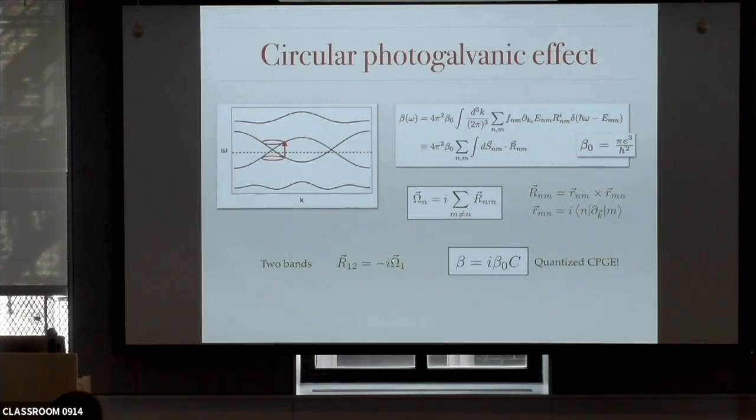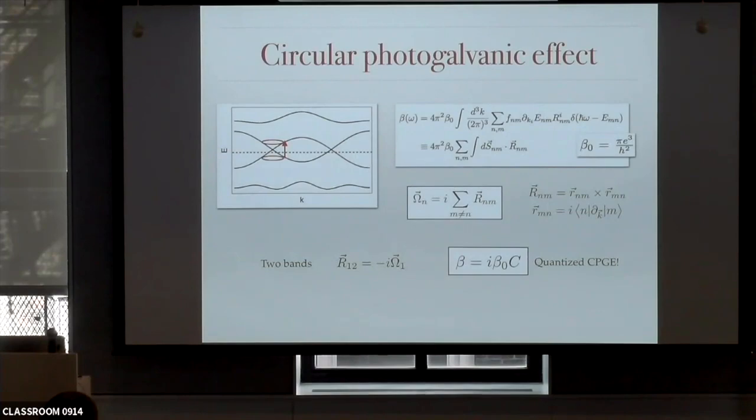And if that happens, then in this formula here, I just have the flux of Berry curvature through this surface that I defined. And as I was saying at the beginning, the flux of Berry curvature is quantized over the Weyl point. And so you just get the Chern number times this beta coefficient that I was mentioning. Okay? So if you have a two-band model, the circular photogalvanic effect is quantized.